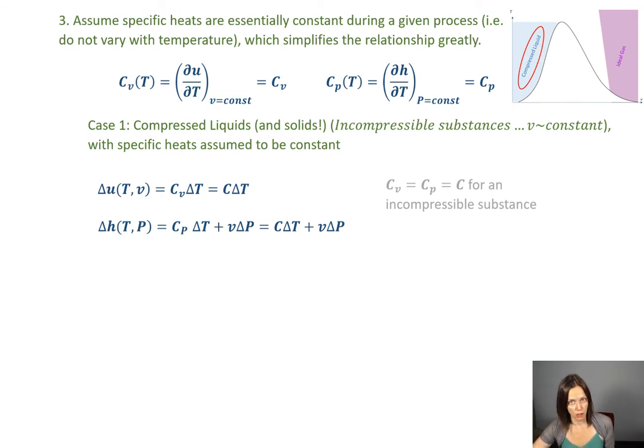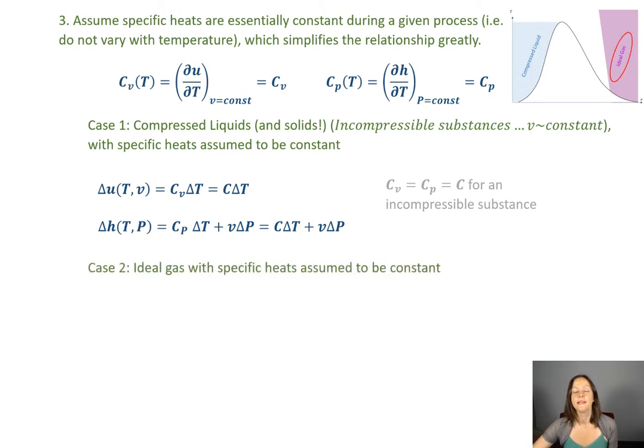Delta H, also very simple. You've got an additional term though, but it's CP delta T plus the specific volume, which is constant for an incompressible substance, or approximately constant, times delta P. And sometimes, like I said, you'll see that subscript P dropped. Now, we won't spend a lot of time applying these relationships in the compressed or in the incompressible substances. We'll typically use our tables, but I do want you to be aware of them because you may see these relationships pop up in subsequent classes.